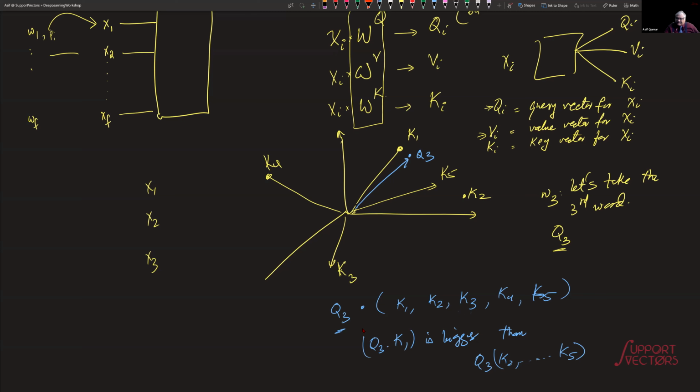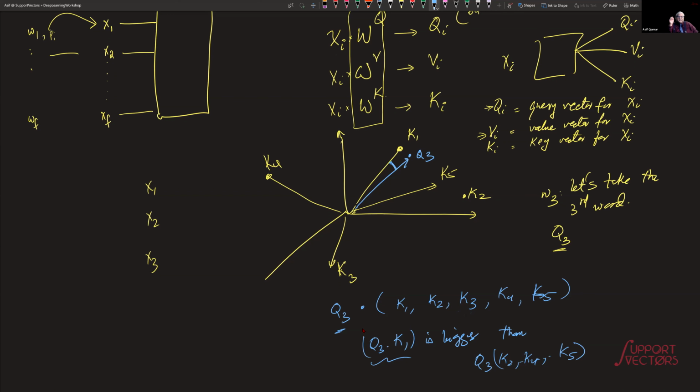Right, K2, K4, and K5. This is bigger. Do you see that this is bigger? This is near each other. So Q3's dot product with K1 will be bigger. Guys, am I making sense? Is it straightforward? Yeah, so just one question. This K1 to K5 are the key vectors, right? Yeah, K1 to K5 are the key vectors. Okay.